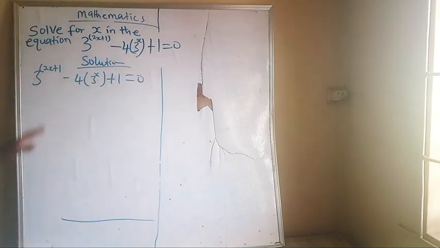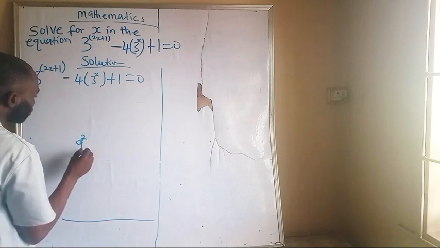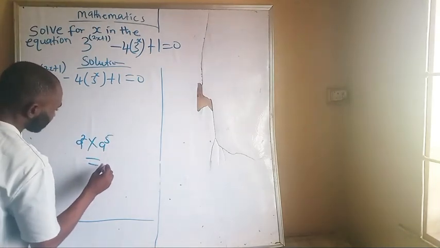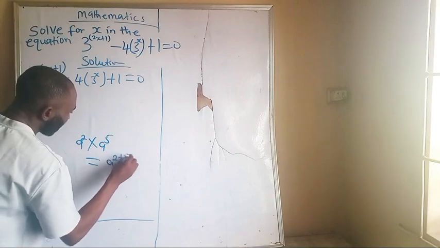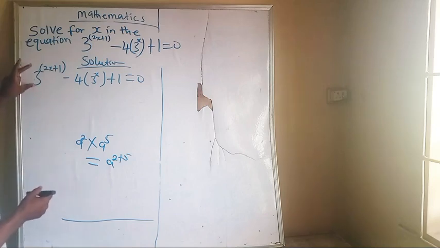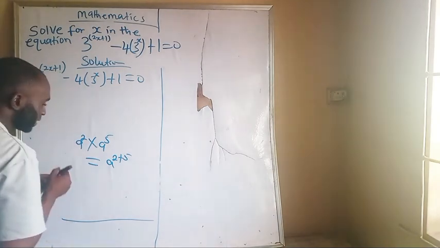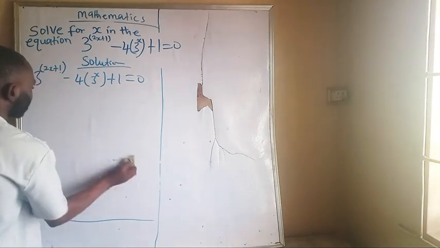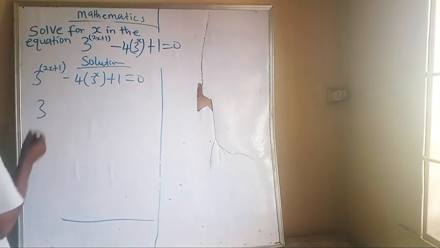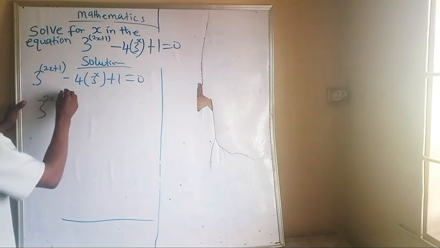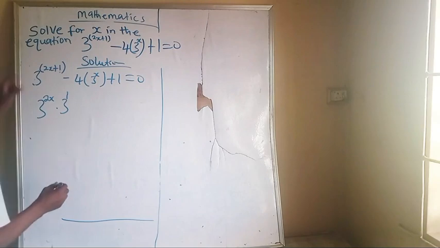So now, if you could remember the law of multiplication, which states that a raised to the power of 2 times a raised to the power of 5 is the same thing as a to the power of 2 plus 5. The same thing that we are going to apply here: 3 raised to the power of 2x plus 1 means it's just the same thing as saying 3 raised to the power of 2x times 3 raised to the power of 1.